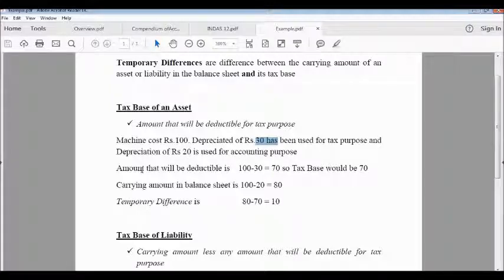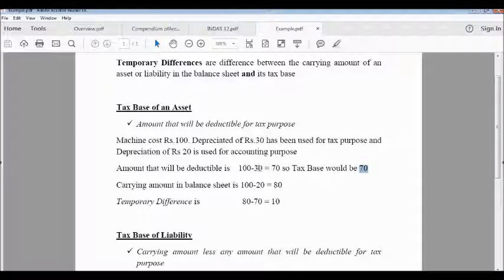So now the amount that will be deductible in the future period is 100, which is the cost, minus 30. Minus 30 means the depreciation which has been already used for the tax purpose. So 70 rupees will be deductible in the future period. Therefore the tax base of that machinery is 70 rupees. So the amount that will be deductible for tax purpose is 70.